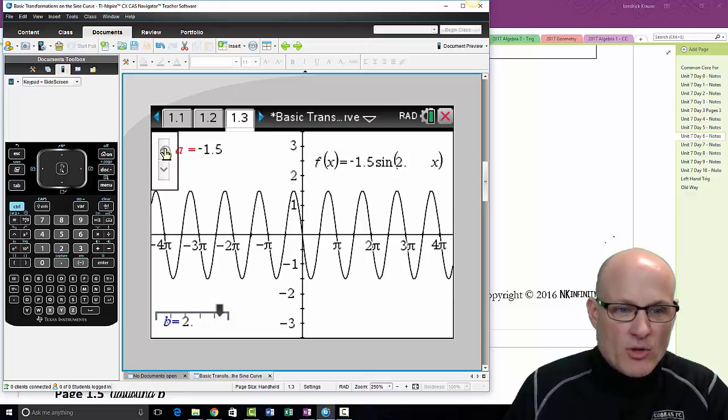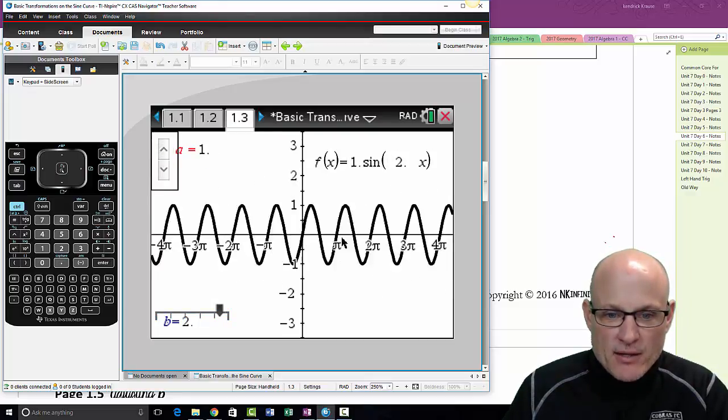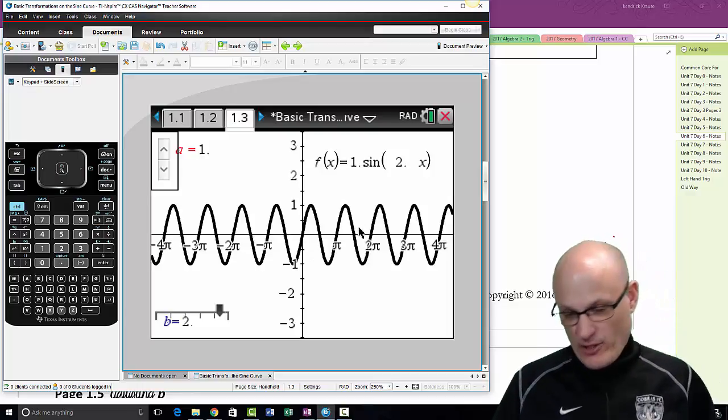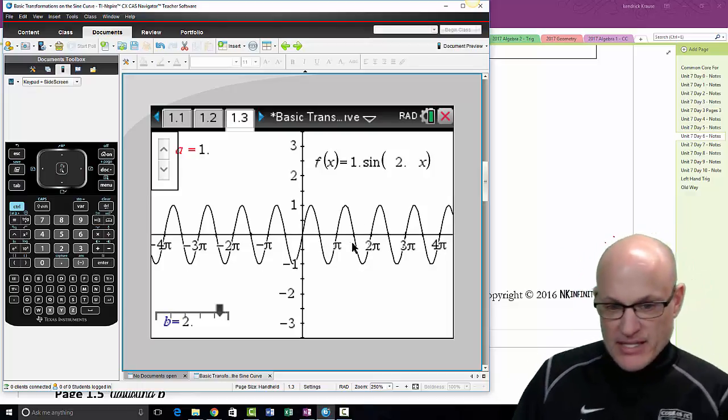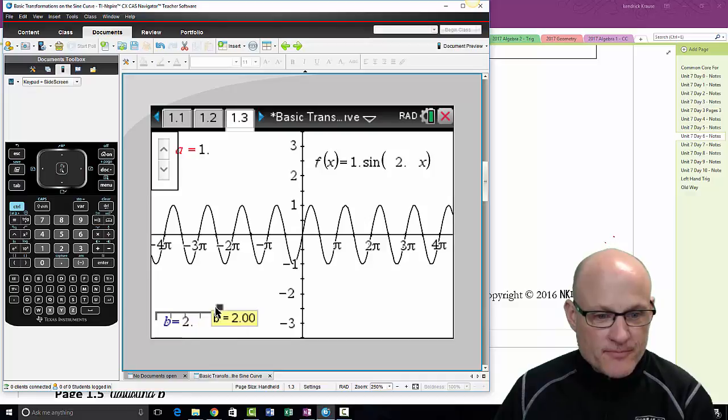Oh, let me change A back to 1. So normally it would go up and back and that. And now it finishes one full curve. We call it one full curve when it gets back to where it starts from. That's one frequency. B is going to be your frequency. Let me change this back to 1.